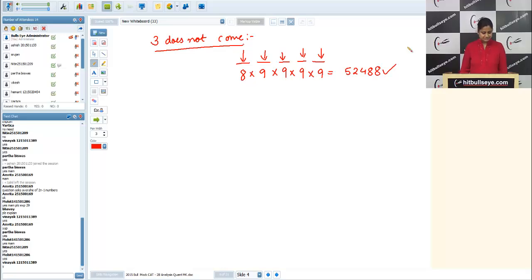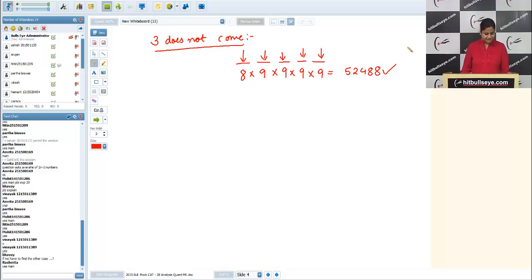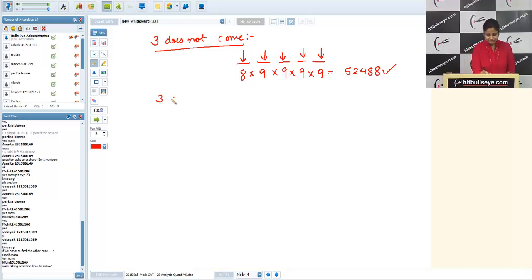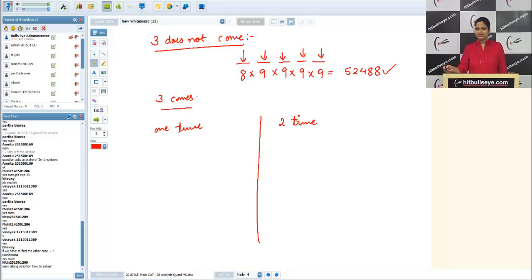Is it okay, guys? Second option, this is the answer. No need to calculate further. Otherwise, yes, Bhavya, if we have to find the other cases, we'll make cases. When 3 comes, 3 can come one time. 3 can come 2 times. 3 cannot come 3 times because we have only 5 places. If 3 comes thrice, there should be a 5 immediately after each 3. So there will be 35, 35, 35, 6 digits. But we have only 5 digits. So either 3 will not come, or 3 will come once, or 3 will come twice.